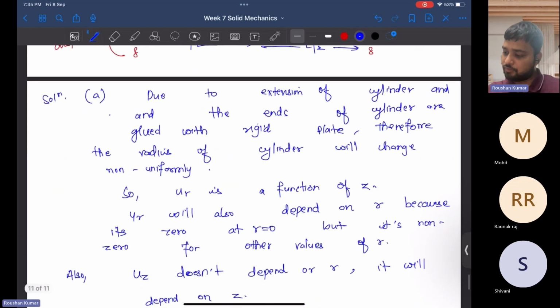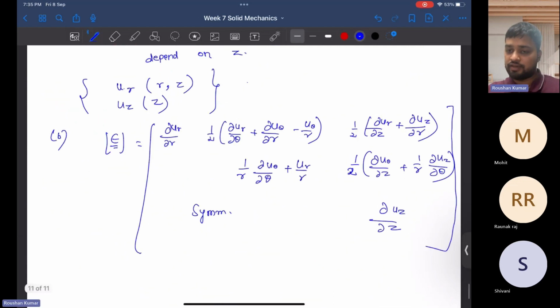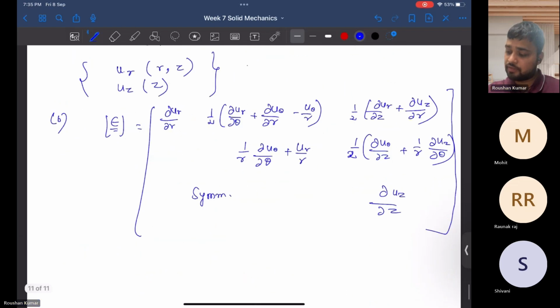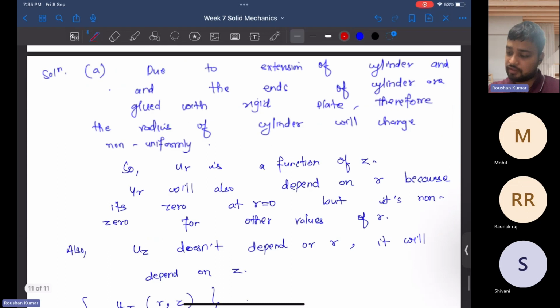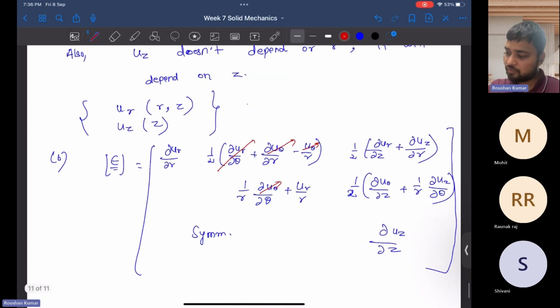So yeah, let's move on to the question. We have to find the strain and stress matrix for this problem. So del ur upon del r, this term will remain because ur is a function of r. Del ur upon del theta, no, ur is not a function of theta, it will cancel out. Del u theta upon del r also cancels out because u theta is 0. U theta is also 0, so this will also cancel out. Ur upon r, this will remain. Del ur upon del z, ur is a function of z, yes, so this term will also remain.